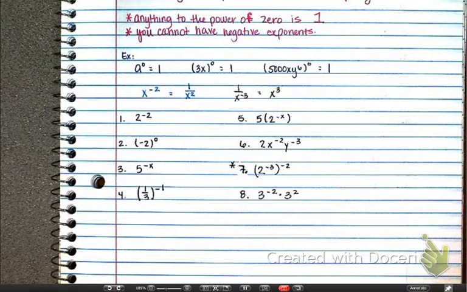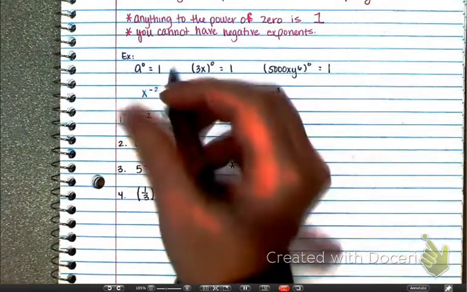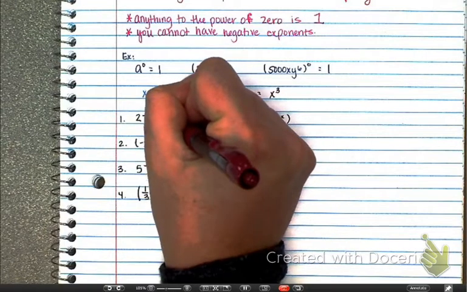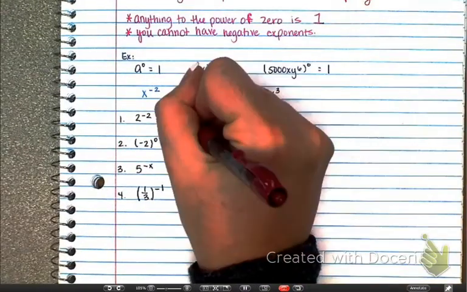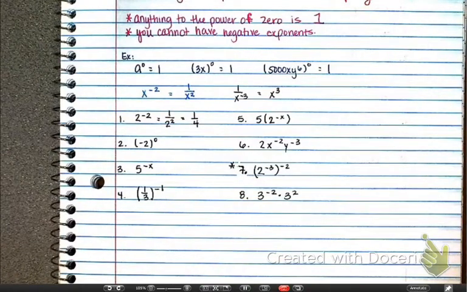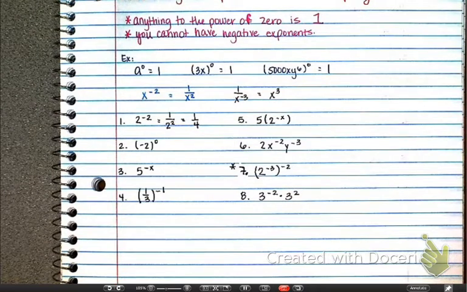So for number 1, the negative exponent would drop it to the bottom, giving you 1 over 2 squared, which is 1/4. You need to reduce all the way. You should not have a decimal. You need to leave it in fraction form. Number 2, negative 2 to the 0 power is? Oh, good.